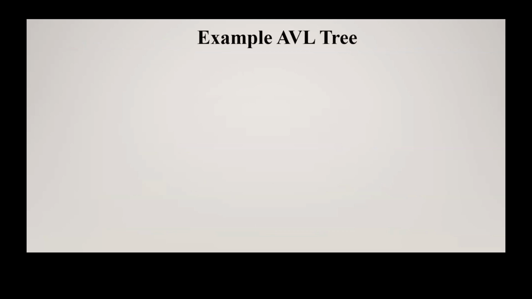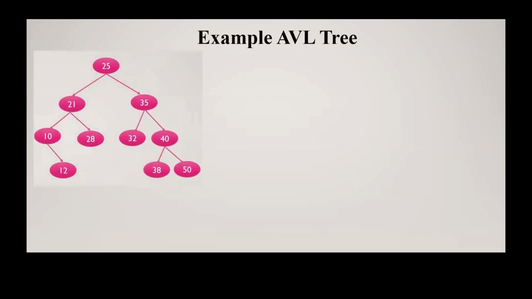Let's take an example. So this is an AVL tree. Next question, how do we know whether it is an AVL tree or not? We first have to understand that. The tree is given: root node is 25, then 21, 35, 10, 25, 28, then 32, 40, 12, 38, 50. Yes, it is a binary search tree. Next question, whether it is an AVL tree or not. It means each and every node must have a balancing factor of -1, +1 or 0.